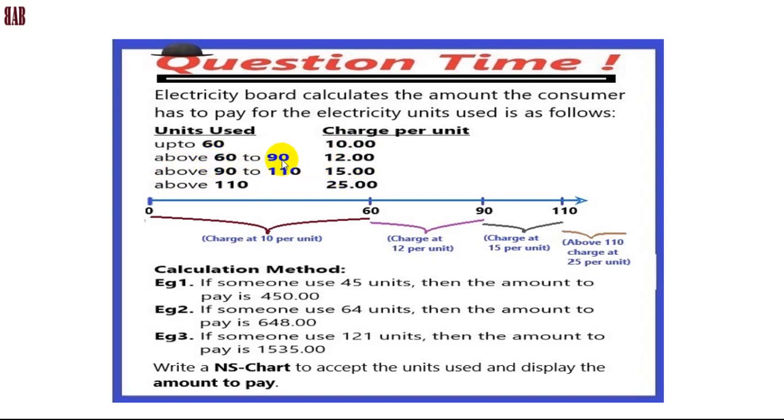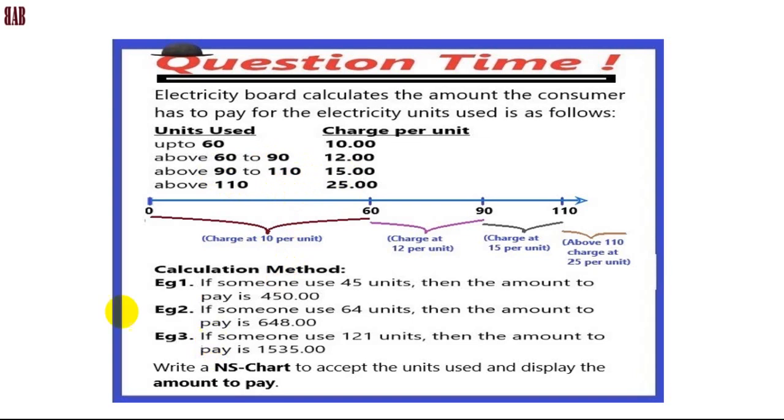The 60 to 90 part in that will be calculated at 12, and up to 60 will be calculated at 10. Same way, if the consumer consumes more than 110 units, anything above 110 units will be charged at 25, but from 90 to 110 should be charged at 15, 60 to 90 at 12, and so on. We give an example here, so let's try and understand the example, and then you can try the exercise.